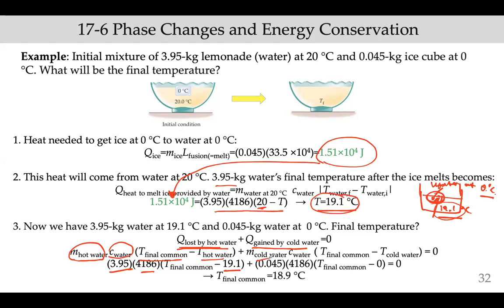For the cold water, its mass is small, given here. The C value is the same because both are now water. We don't know the final temperature, but it's the same, so I'm using the same T final. The cold water was initially at 0 degrees. If you solve this equation, you will find the equilibrium temperature will be 18.9 degrees Celsius. And it's indeed between 0 and 20.